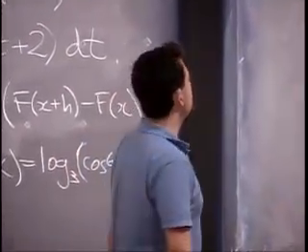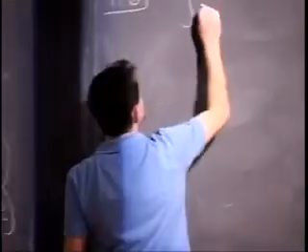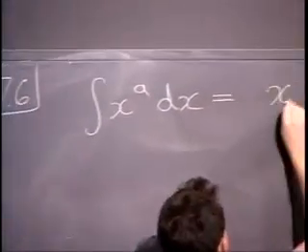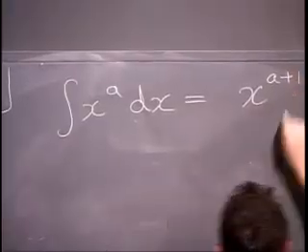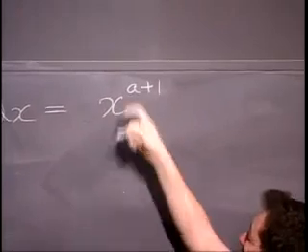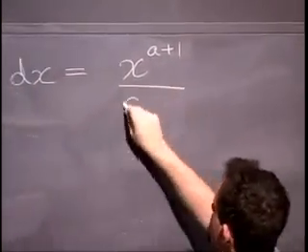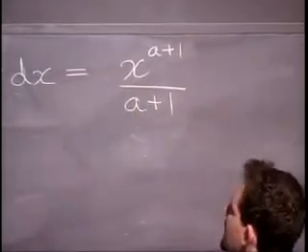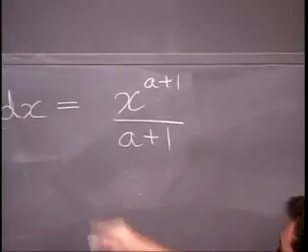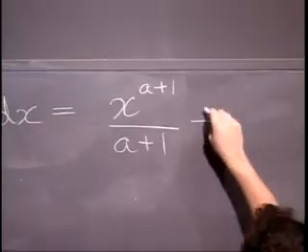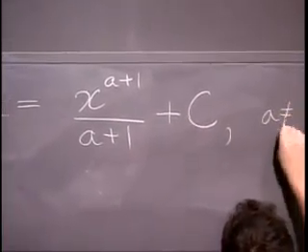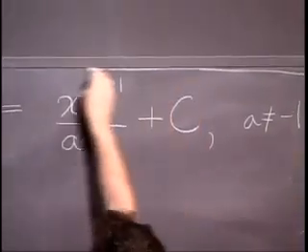Okay, so before I do problems on the second fundamental theorem, as I said, you need to be able to find antiderivatives. So if you try to find the antiderivative of x to the a, it should be x to the a plus 1 over a plus 1, because after all, if you differentiate this, you get a plus 1 times x to the a. So all you have to do is divide by the a plus 1, and everything will cancel out. When you differentiate, the a plus 1 cancels, and you do get x to the a. The only thing is, you better add a constant. And a had better not be equal to minus 1.